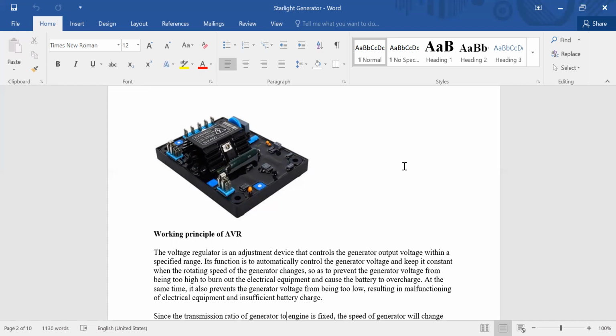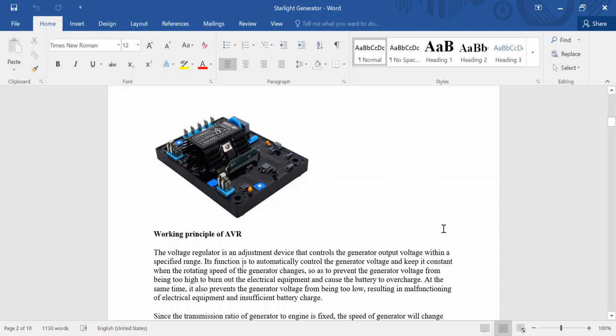So voltage regulator is an adjustment device which controls the generator output, and we are controlling it to a specified range. Automatically, it is controlling the generator voltage and keeping it constant whenever the rotating speed of the generator changes. So as to prevent the generator voltage from being too high, and when the voltage becomes too high, it will burn the electrical equipment, and obviously it will cause the battery to overcharge. At the same time, it prevents the generator voltage from being too low, resulting in malfunctioning of electrical equipment and insufficient battery charge.